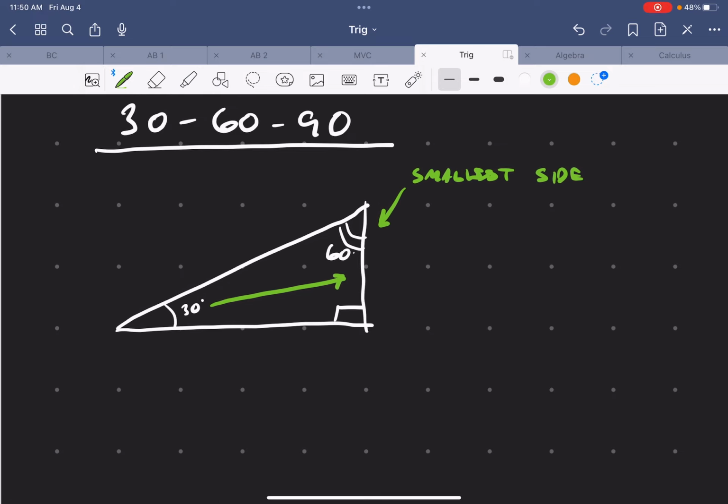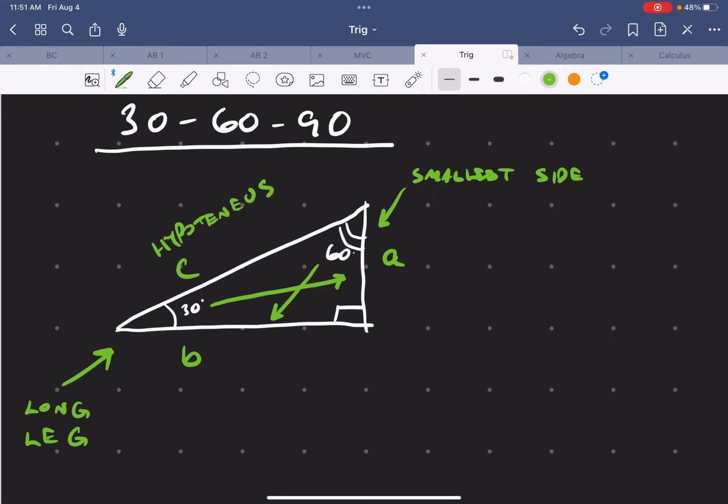And then down here at the bottom, if you go opposite the 60-degree angle, that's going to be your longer leg. And then opposite the 90-degree angle is your hypotenuse. And I might be misspelling hypotenuse, but I think that's it. Hypotenuse. Okay, so I'm going to label these. I'm going to label the small side A. The longer leg is going to be B, and then the hypotenuse is C.